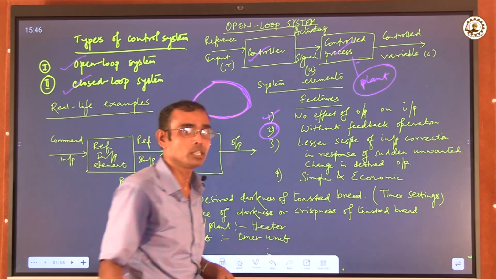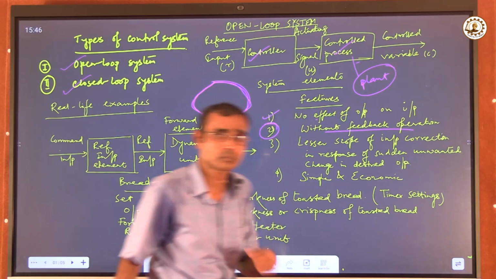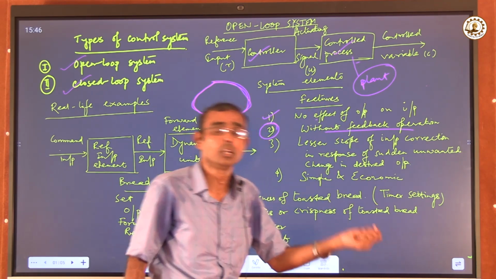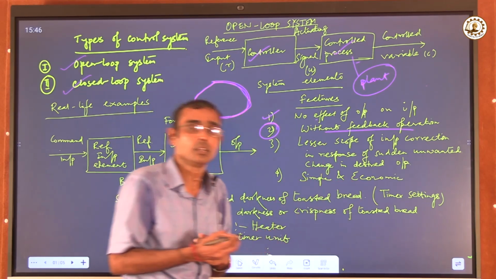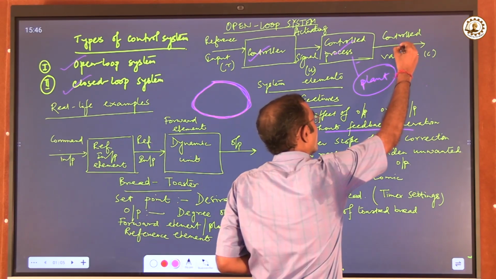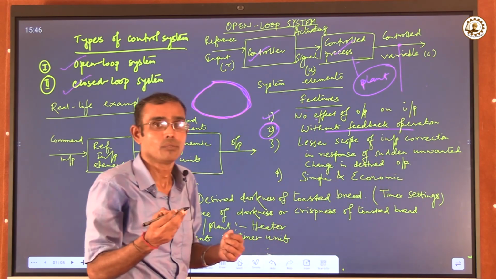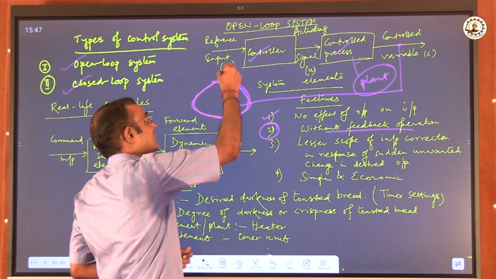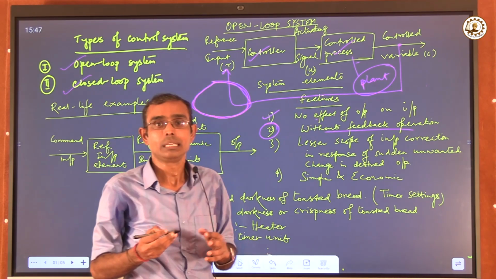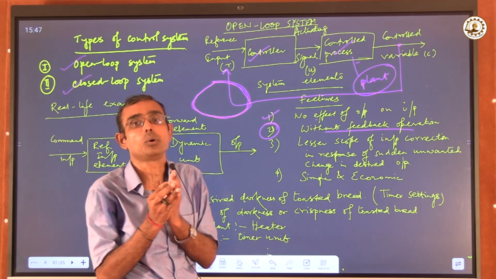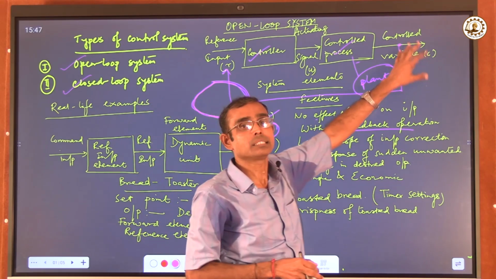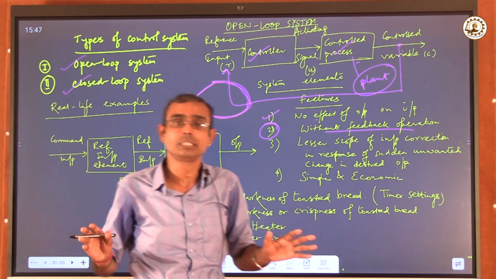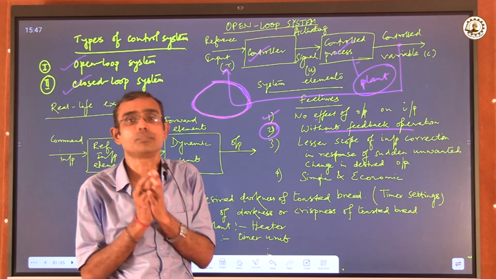Number two, without feedback operation. That's why there will be no effect of output on the input. Feedback means, we all know, taking a replica or a sample value from the output, and if we bring it back to somewhere at the input side of the system, that topology should be called a feedback. I repeat, taking a sample or replica from the output and bringing it back to somewhere at the input side of the system generates a feedback. That is called a feedback.